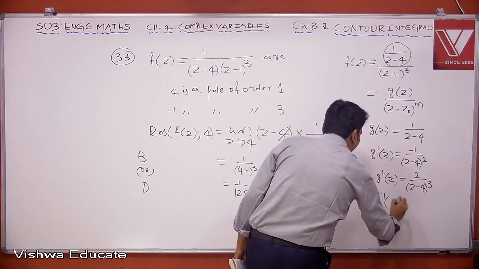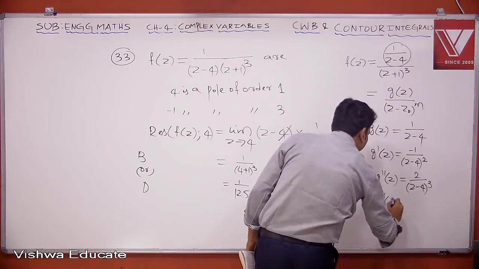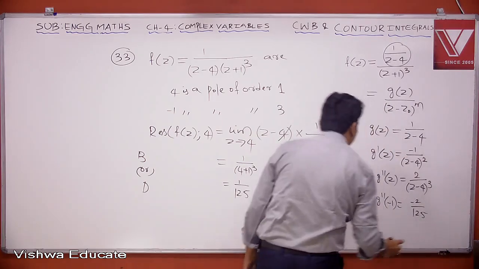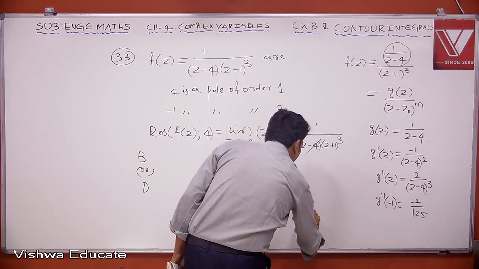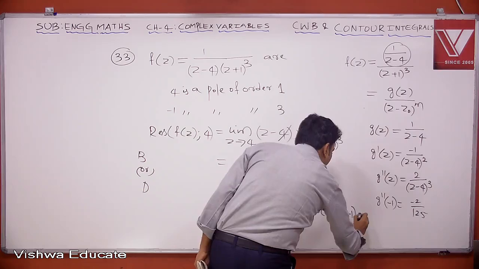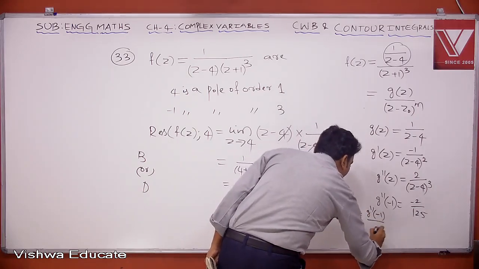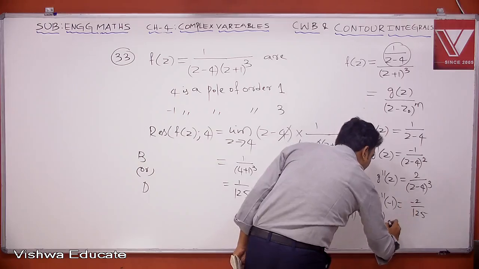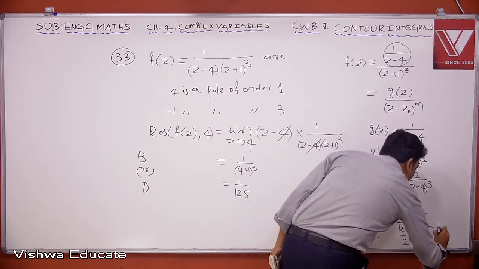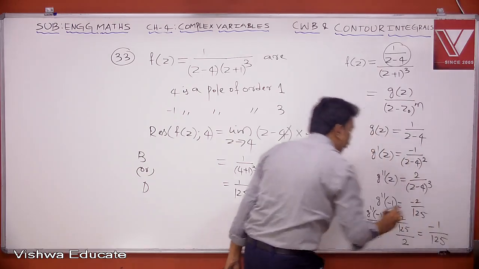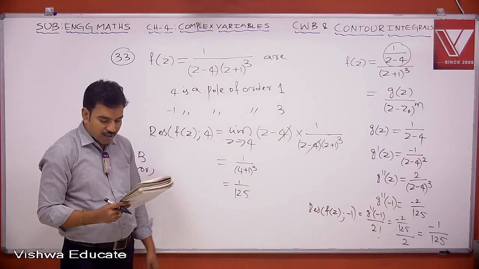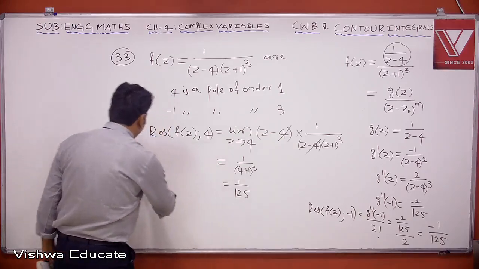So therefore g double dash of minus 1: replace z by minus 1, so we get minus 2 by 125. But the residue of f of z at this pole minus 1 is given by g double dash of minus 1 by 2 factorial. So this is minus 2 by 125 divided by 2, which is minus 1 divided by 125. So one residue is 1 by 125, second residue is minus 1 by 125. So option B is the right answer.